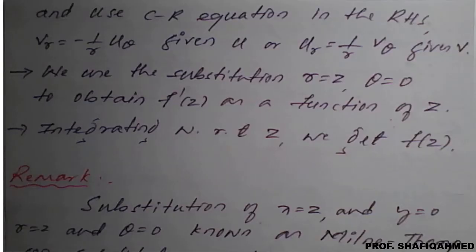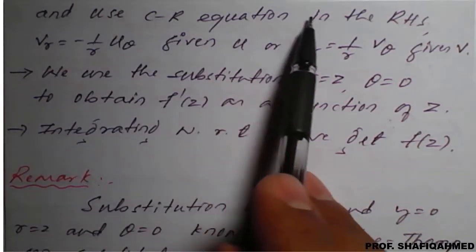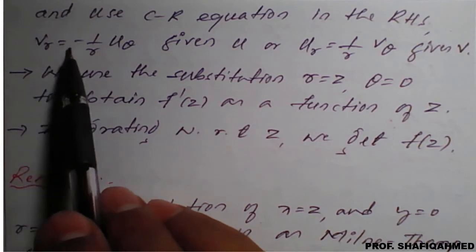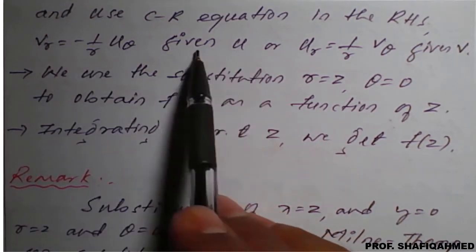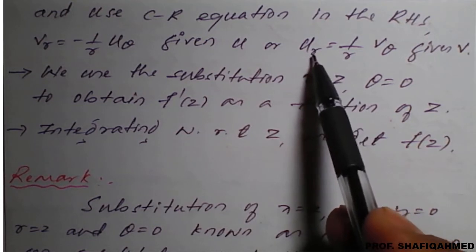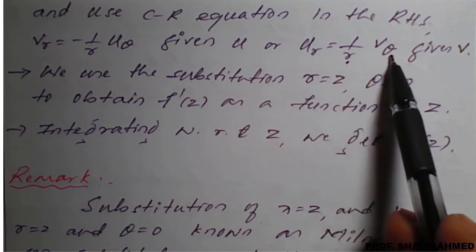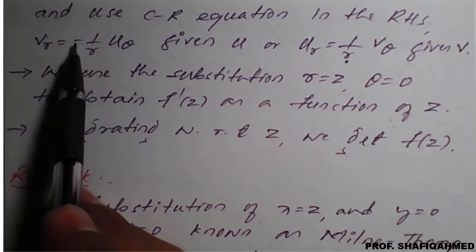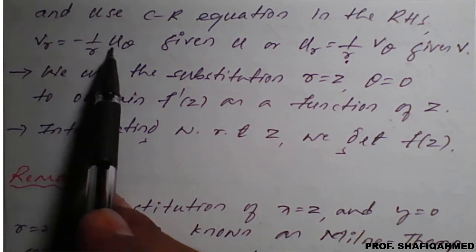We have to use the relation for that and simplify. You can observe here, we use the CR equation in the RHS. As I told you, we have to replace vr. Instead of vr, we use vr is equal to minus 1 upon r into u theta. When u is given, we replace ur is equal to 1 upon r into v theta. So if they have given u, we are going to find only ur and u theta, and vr we have to convert in terms of u theta.